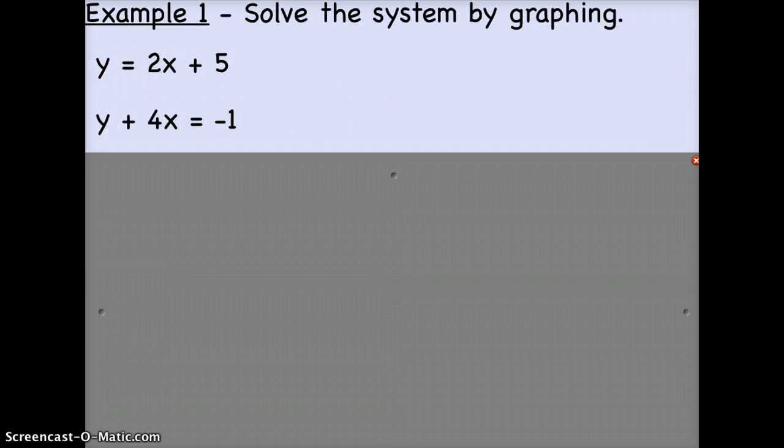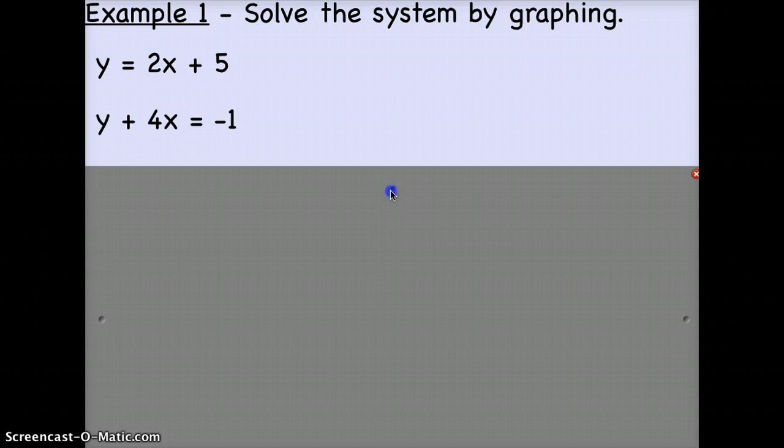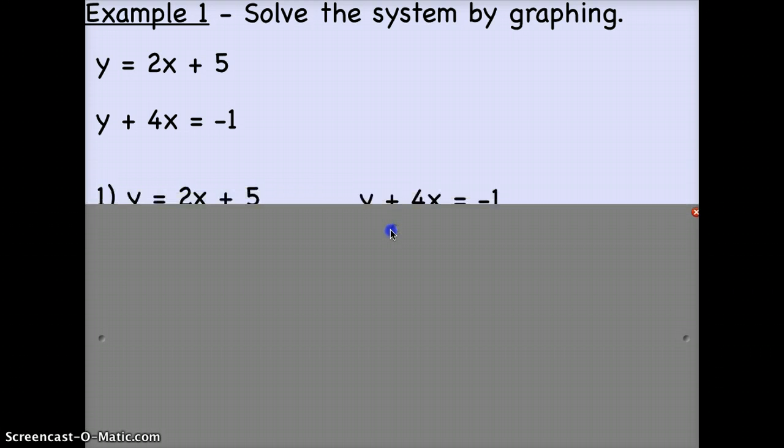So you can go through this example on your paper. If you flip open your foldable, this is the example on the left-hand page as I go through it here. So example one, solve the system by graphing. So we have two linear equations, y equals 2x plus 5 and y plus 4x equals negative 1. Step one told us that we need to solve each equation for y. So our first equation is already solved for y equals 2x plus 5, but our second equation is not. So we want to solve y plus 4x equals negative 1 for y.